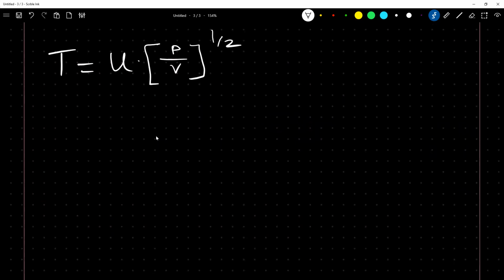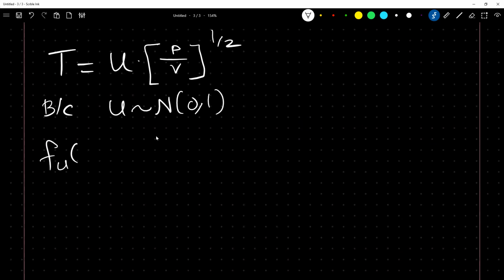Because U follows a standard normal distribution, the marginal density function for U is going to be 1 over the square root of 2 pi times e to the minus u squared over 2.